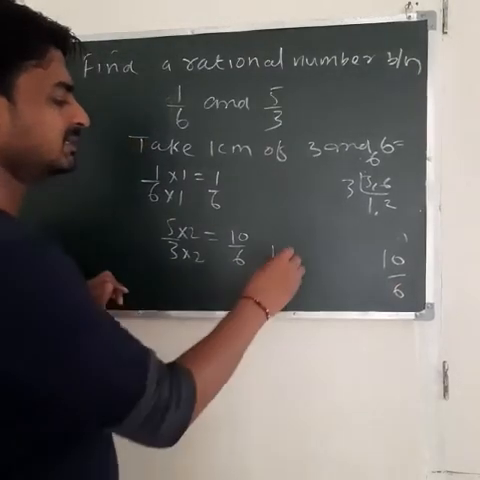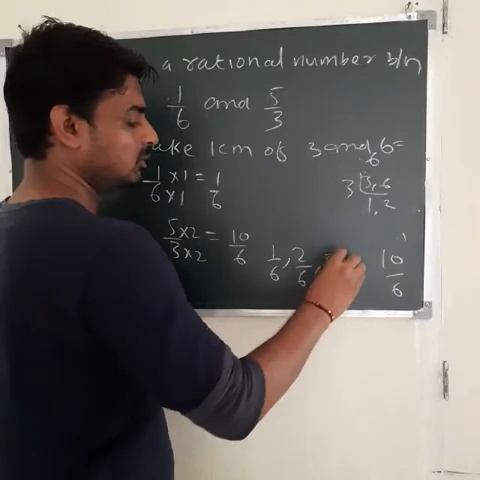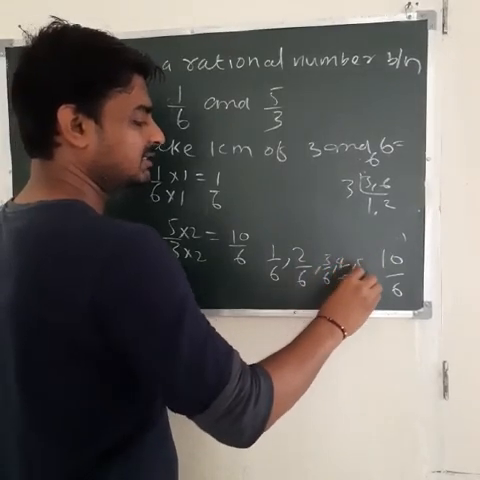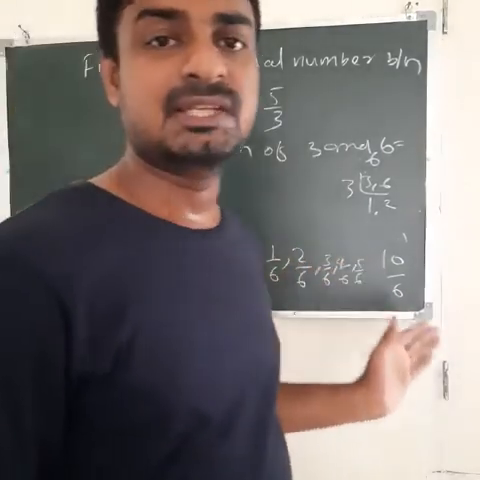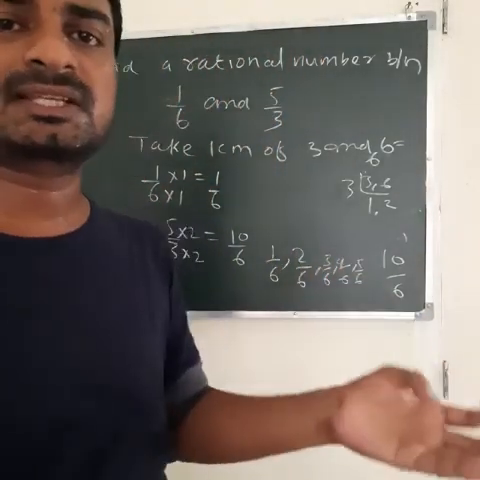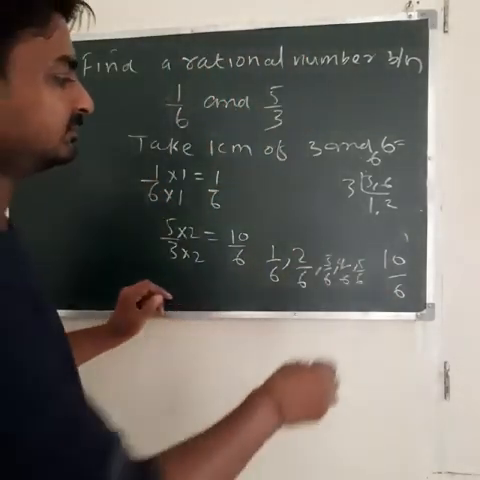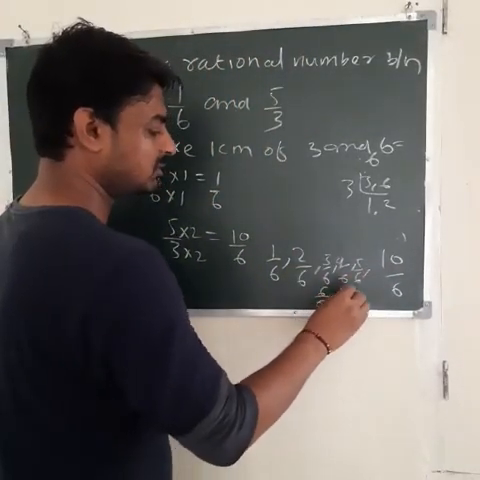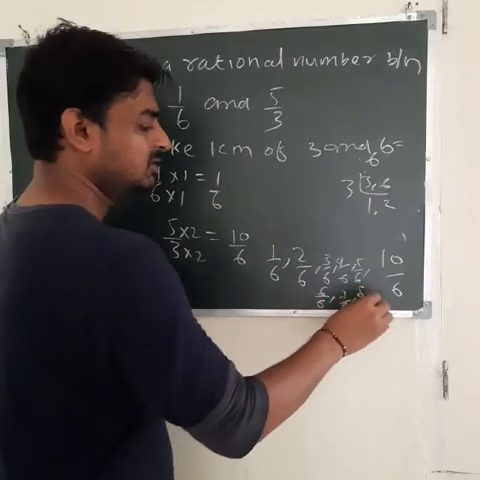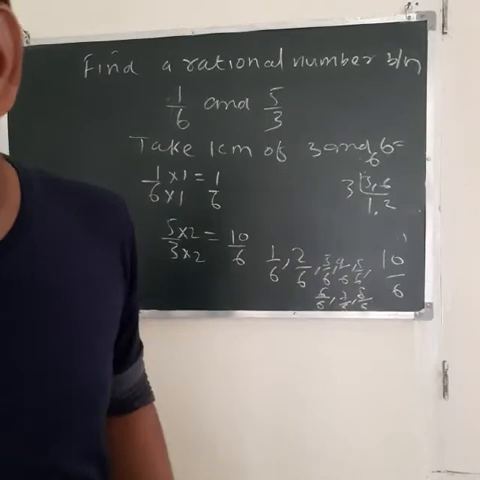The next numbers will be 2 upon 6, 3 upon 6, 4 upon 6, 5 upon 6, up to 9 upon 6. So in between 1 upon 6 and 10 upon 6 there are 2 upon 6, 3 upon 6, 4 upon 6, 5 upon 6, 6 upon 6, 7 upon 6, 8 upon 6. These are the rational numbers lying between 1 upon 6 and 10 upon 6.